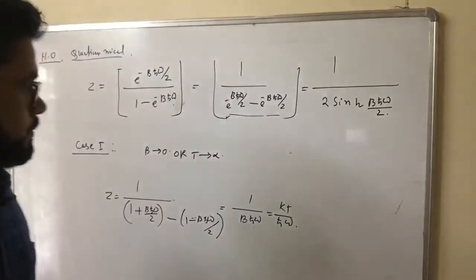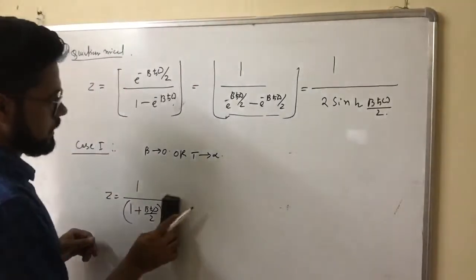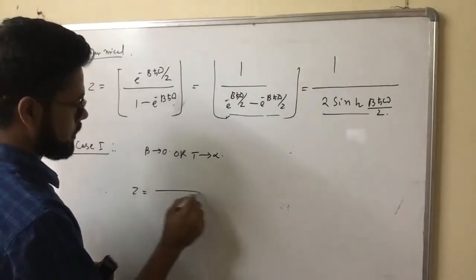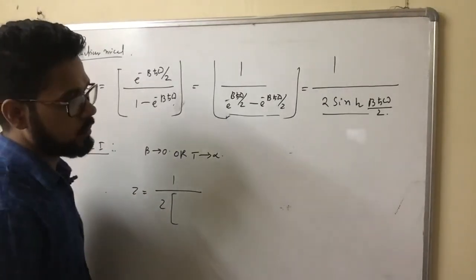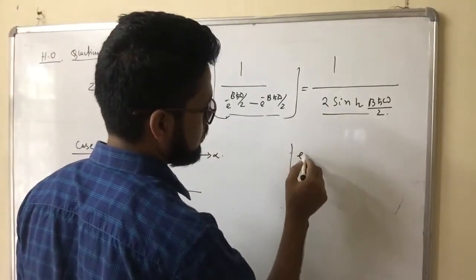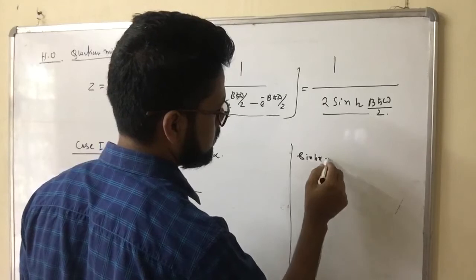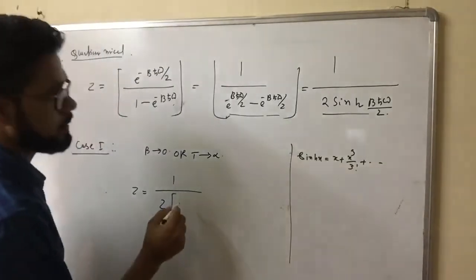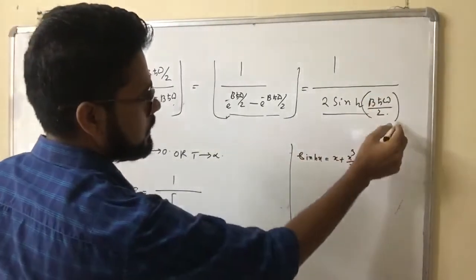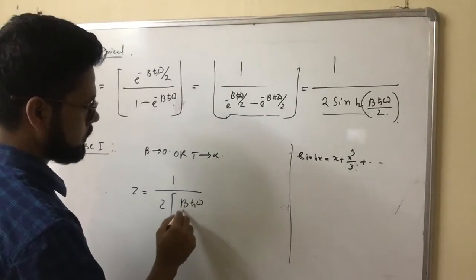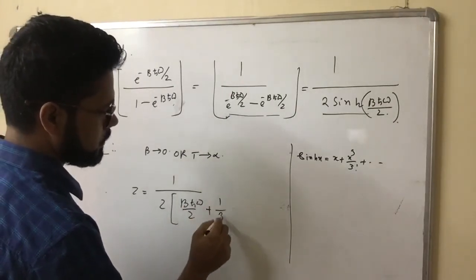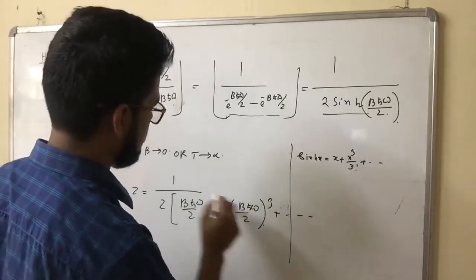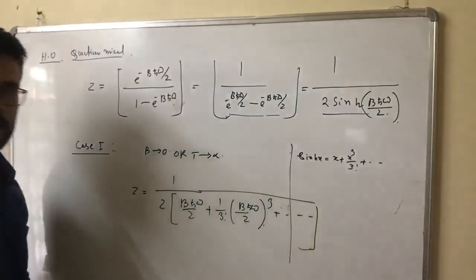Or you can see from this equation, you can check it also. Suppose I am writing here 1 by 2 sinh x. What is the formula of sinh x? I have given the formula: x plus x cubed by factorial 3, plus dot dot. So I am writing the first term will be what? x means this part, so beta h cos omega by 2. Next part, 1 by factorial 3, beta h cos omega by 2 cubed, something like that. This is what is going to happen.